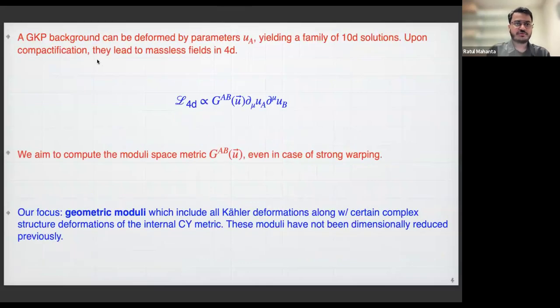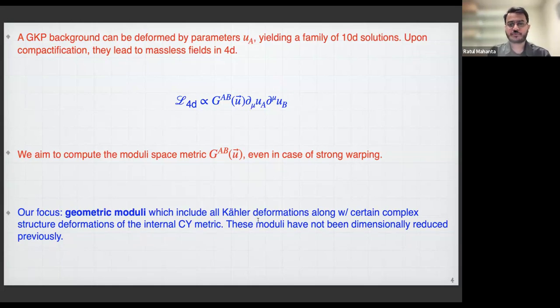Okay, so a GKP background can be deformed by a set of parameters yielding a family of 10D solutions. Upon compactification, they lead to massless fields in 4D. So we aim to compute the moduli space metric even in the case of strong warping. For the present work, our focus will be the geometric moduli, which are the deformations of the internal Calabi-Yau manifold.